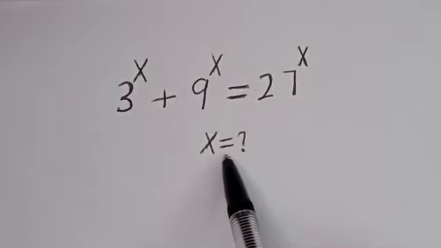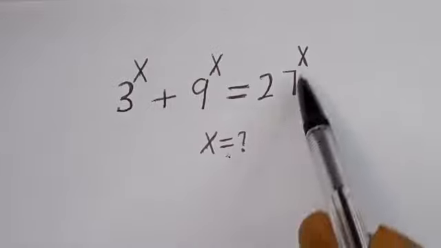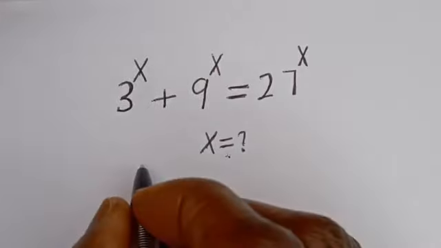Hello, how to solve for x in this equation? 3 to the power of x plus 9 to the power of x is equal to 27 to the power of x. Solution.